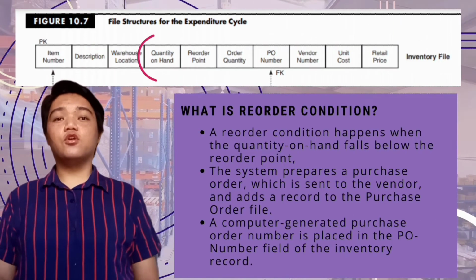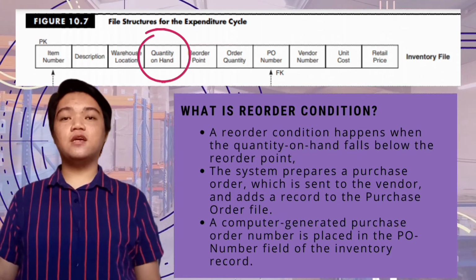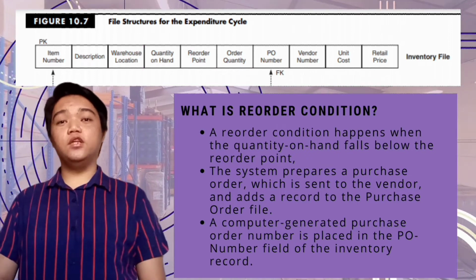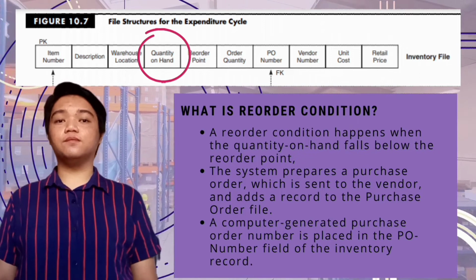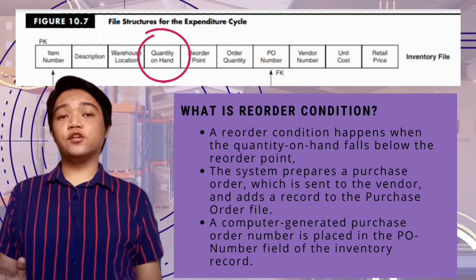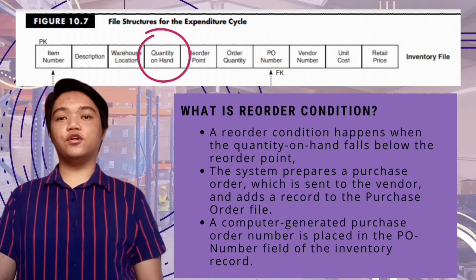In either case, when inventory items are sold or used in the production, the quantity on hand field is reduced accordingly by a computer application. With each inventory reduction, the system tests for a reorder condition. So what is a reorder condition? A reorder condition happens when the quantity on hand falls below the reorder point.